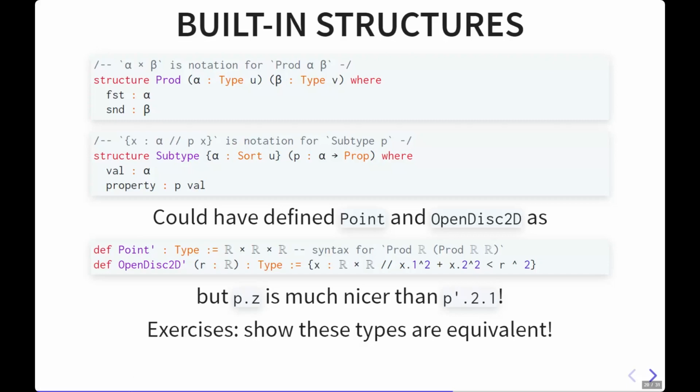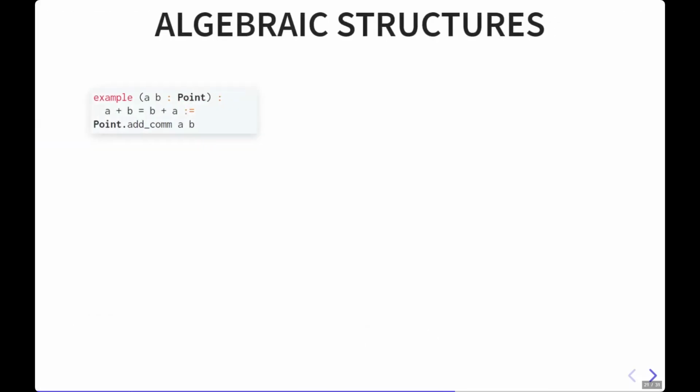And in the exercises, it has you show that these types are equivalent, as in there is an equivalence between the first type and the second. Then there's a map in both directions. Okay, let's move on to, oh, sorry.